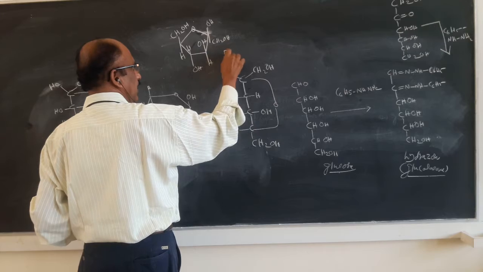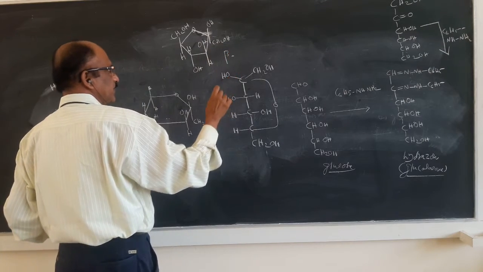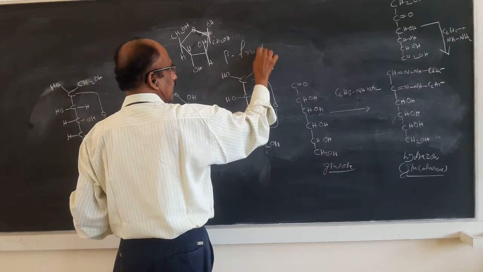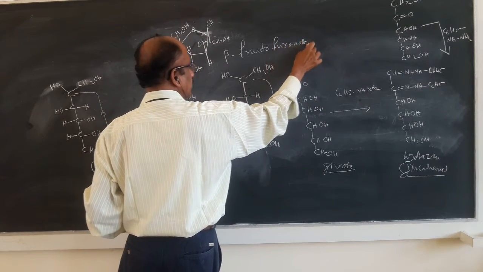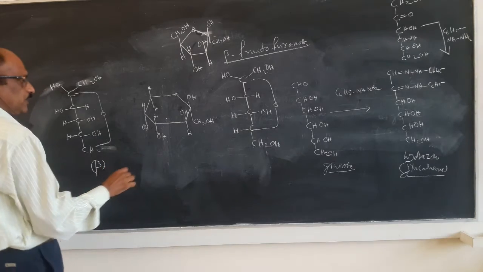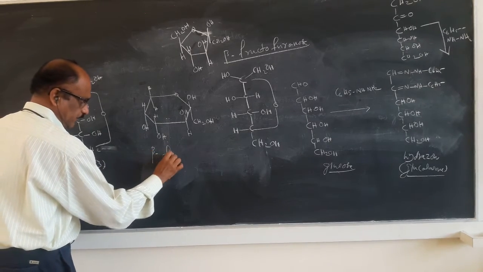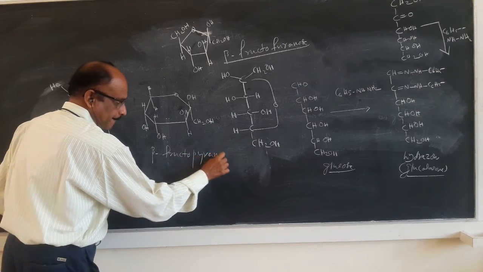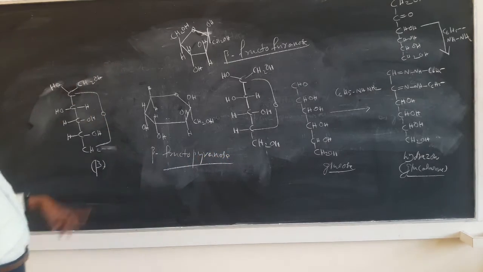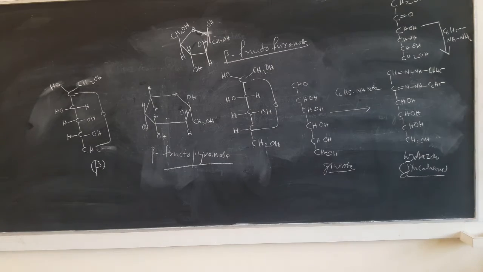So what is this compound? This is beta-fructofuranose. What is this compound? This is beta-fructopyranose. So these are the different structures of the fructose molecule.